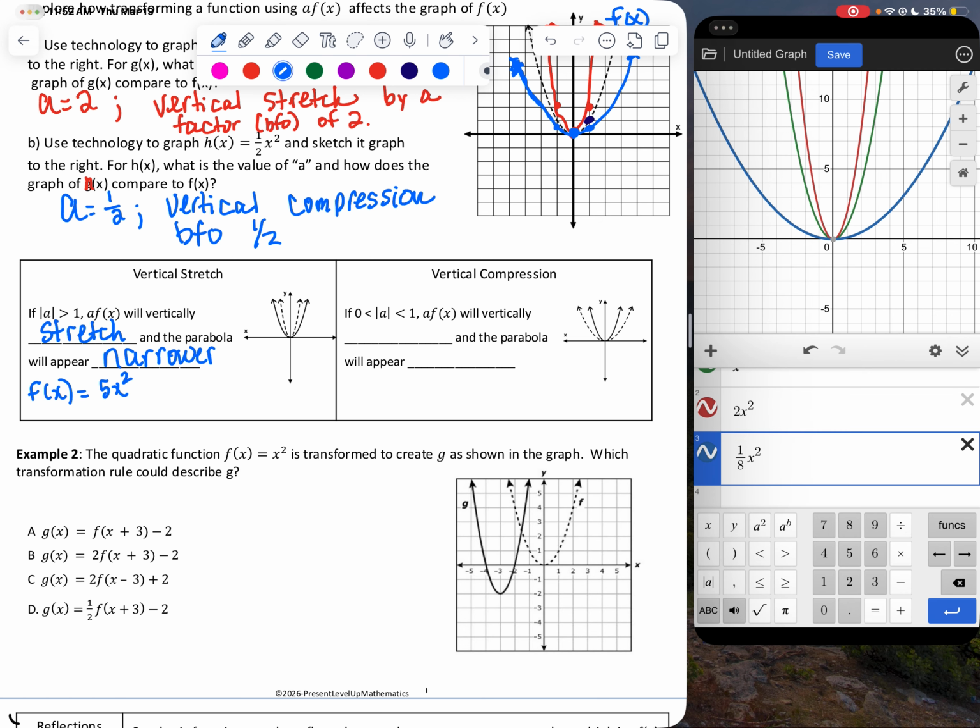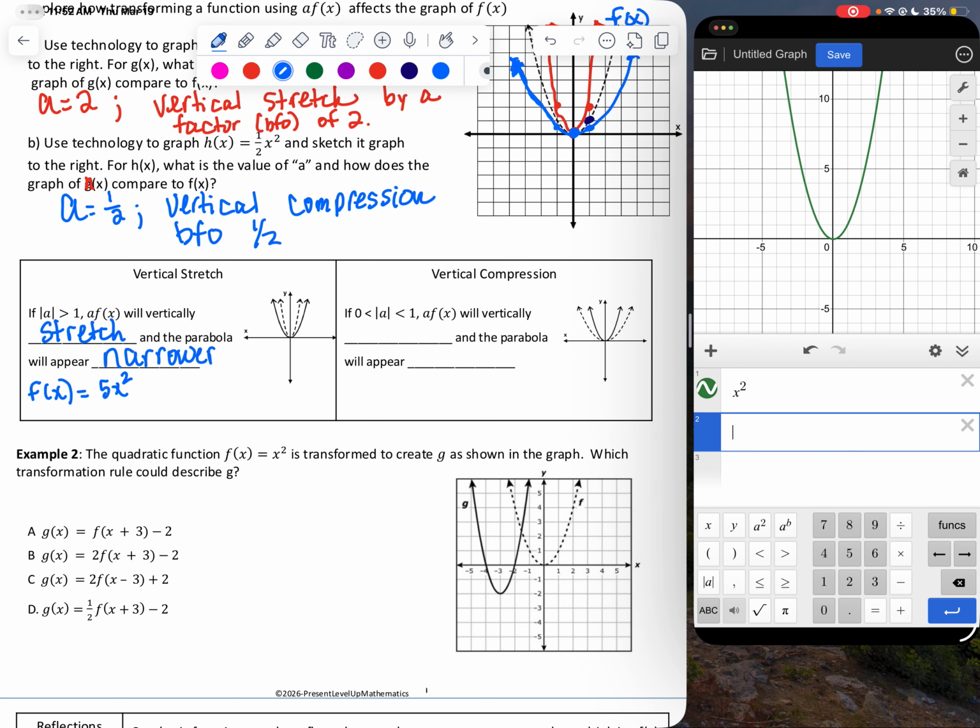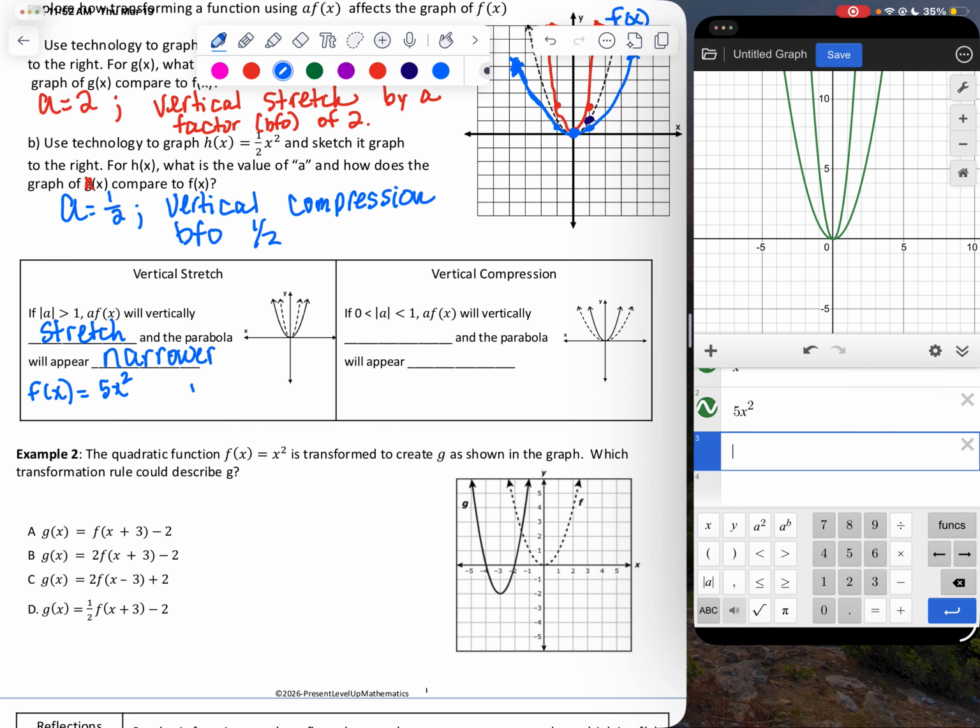So let me just show you some of these. There's my parent function. Let's say I put in 5x squared. You can see that's very narrow. Another example might be f of x equals 5 over 2 x squared. 5 over 2 is equal to 2.5, and 2.5 is greater than 1. So let's see what that would look like. 5 over 2 x squared. Okay.